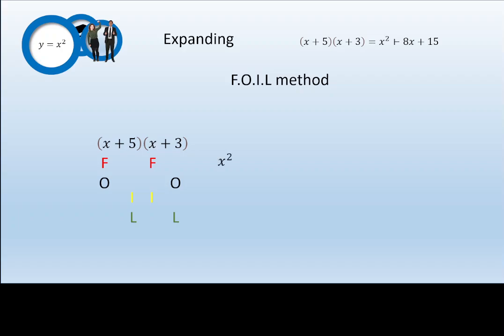So if I multiply the first by the first, I get x squared. If I multiply the outer by the outer, the outsides of both brackets, I get 3x. If I multiply the inner bits, 5 times x, I get 5x. And if I multiply the last by last, I get 15. Very much like the grid method, I've got to now combine those things together, and there you go, I get x squared plus 8x plus 15. Choose which one suits you and you're comfortable with. Again, I'm going to recommend the grid method of the two, but both are perfectly valid and lots of people use the FOIL method.